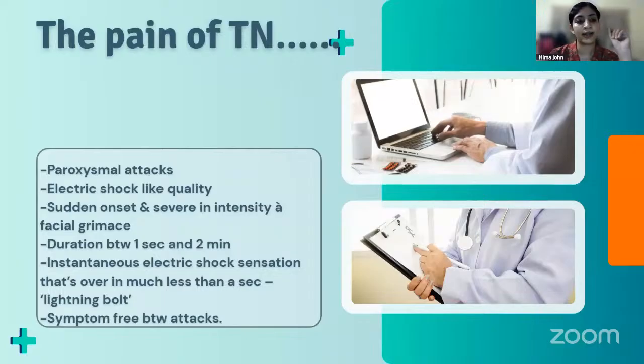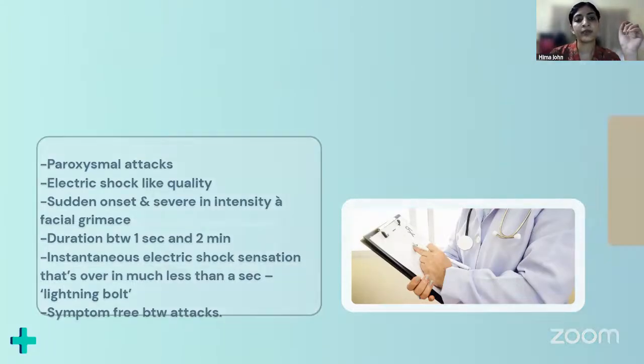trigeminal neuralgia answer. Now, the pain of trigeminal neuralgia has some features. Okay, what are they? They are basically paroxysmal attacks, electric shock-like quality, sudden onset, severe in intensity, and the patient usually has a facial grimace that is typical of that severe pain. Now, the duration can be anything between 1 second and 2 minutes, and it is instantaneous, like a lightning bolt type of sensation. And between the attacks, they're usually symptom-free.